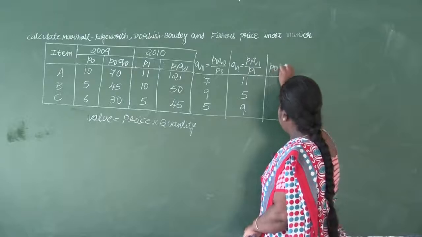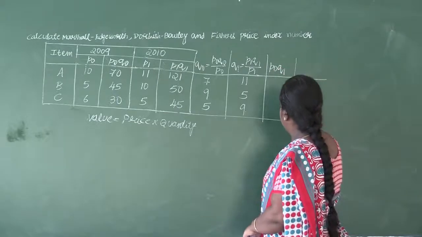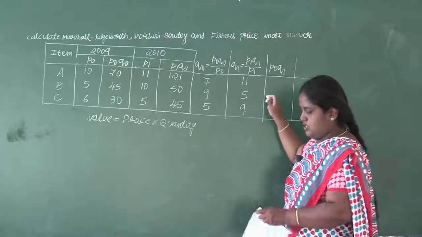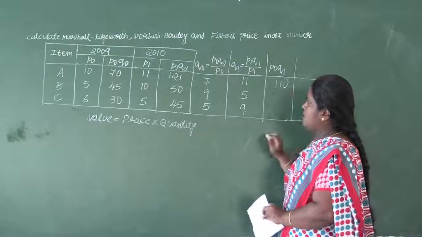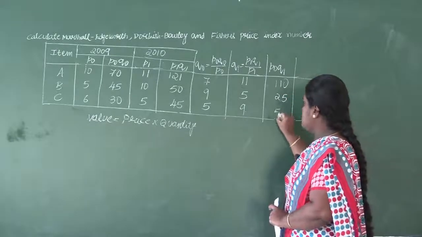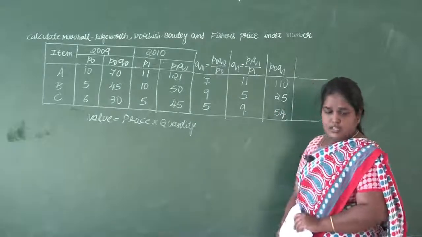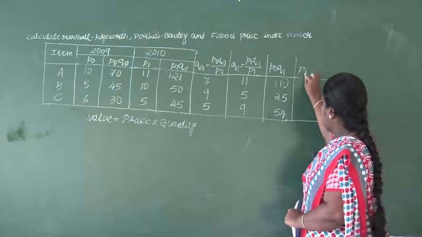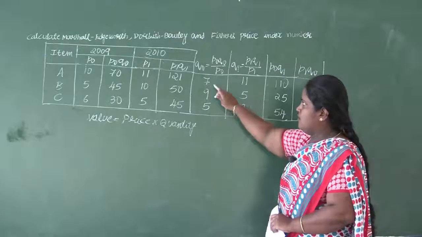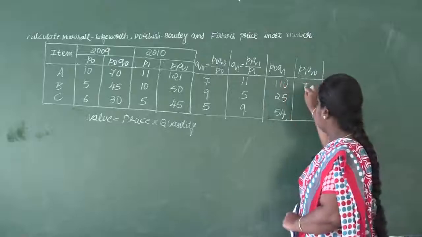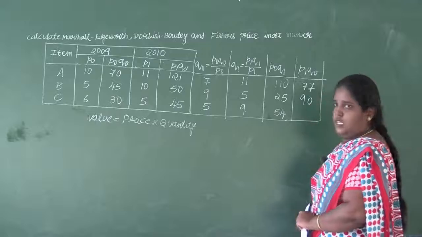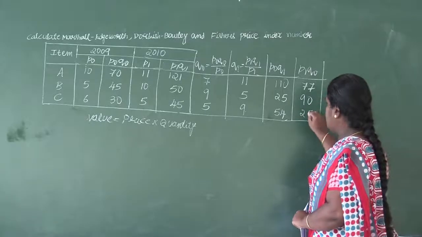Then multiply P0 and Q1. So P0 value is 10, Q1 is 11. So 10 into 11, 110. 5 into 5, 25. 6 into 9, 54. After this, we have to multiply P1 Q0. So P1 is 11, Q0 is 7. So 11 into 7, 77. 10 into 9, 90. 5 into 5, 25.